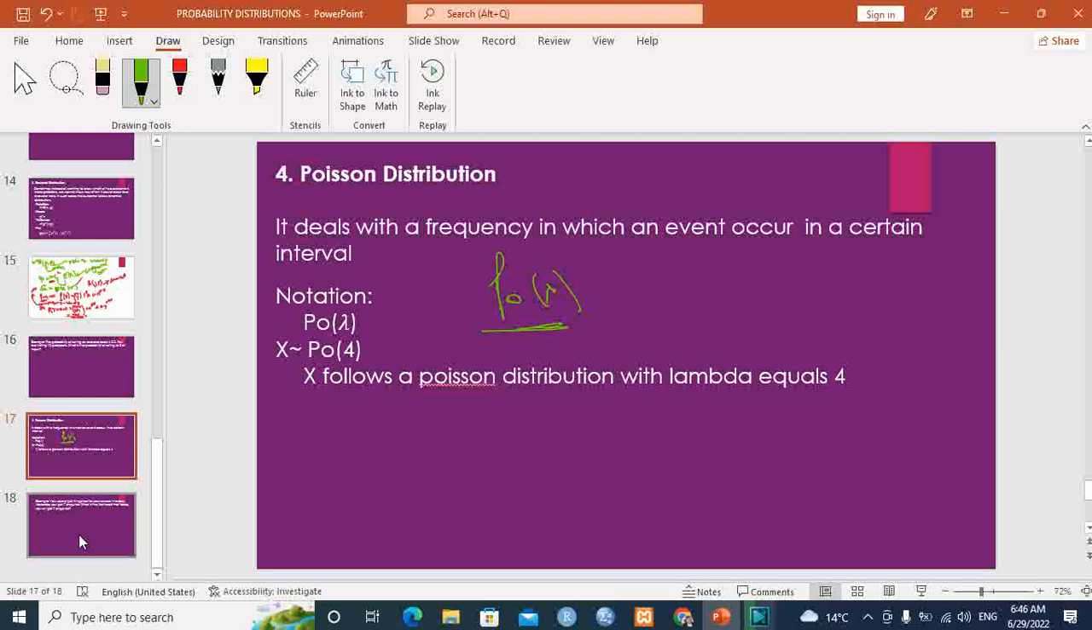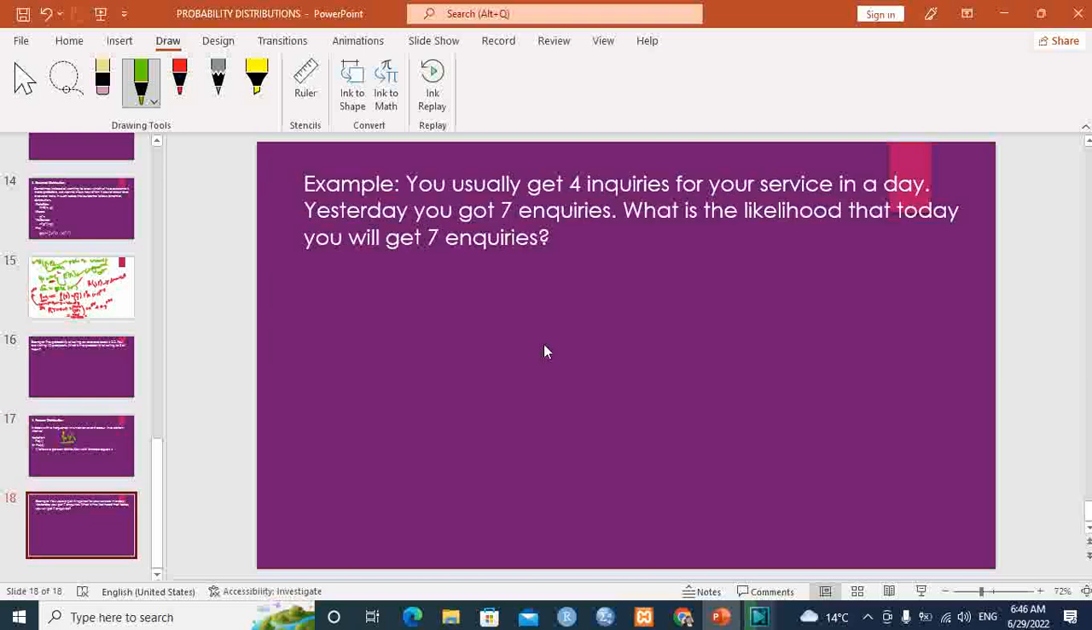Let's take an example very quickly. You usually get 4 inquiries for your service in a day. Yesterday you got 7 inquiries. What is the likelihood that today you get 7 inquiries? So how can you solve this?